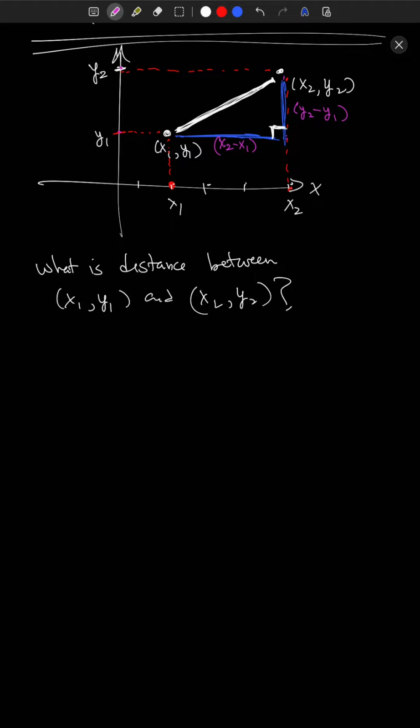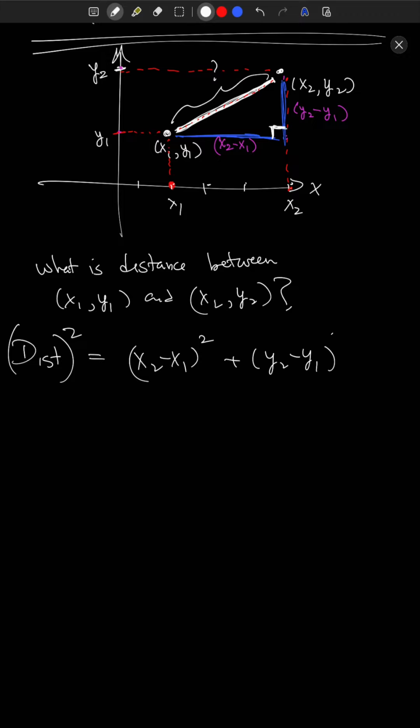Now, why do I care about that? Well, the length that we actually want is the length of the hypotenuse of this triangle, and we know from the Pythagorean theorem what that length is. Let me write it down. The distance squared that we want is equal to x2 minus x1 squared plus y2 minus y1 squared. And so the distance that we actually want is the square root of that.